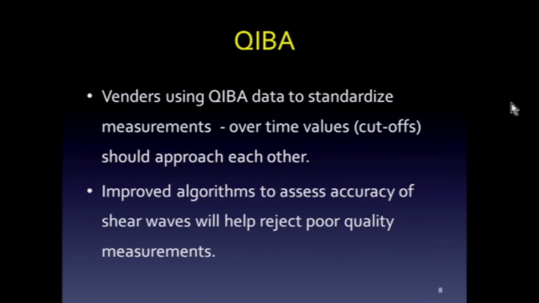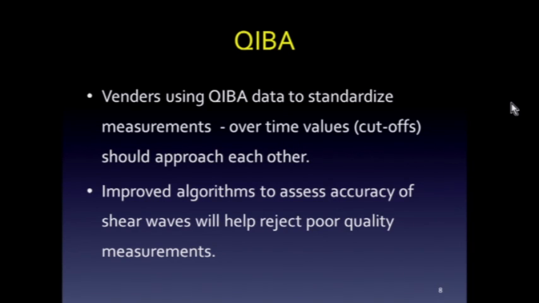We talked about the QIBA, and again, all the vendors have been really good at participating in this and working towards more standardization of measurements from the vendor perspective. And again, improved algorithms to assess the accuracy of shear wave speeds, so they will reject poor quality measurements. And right now we do have some of those on the system.